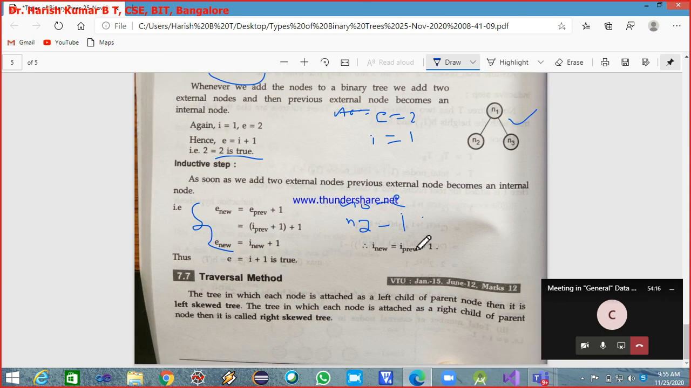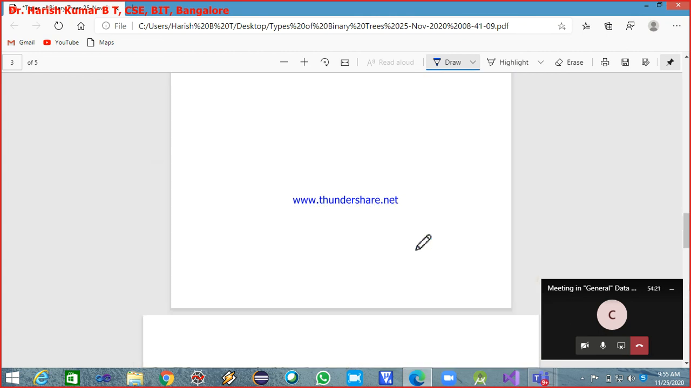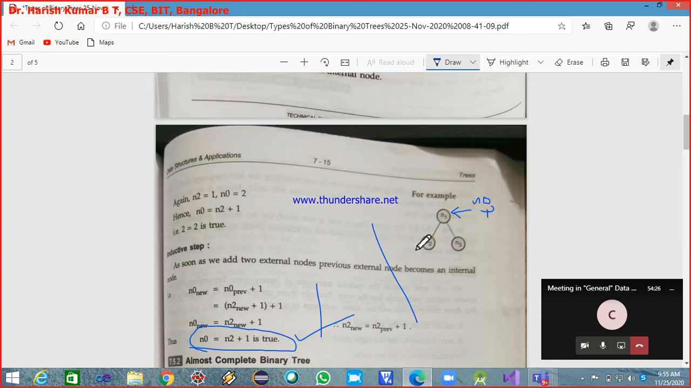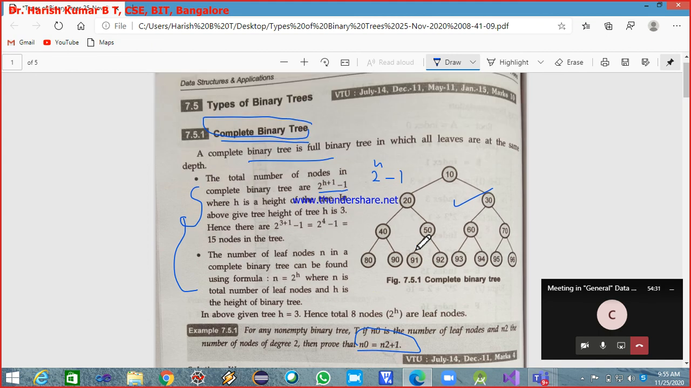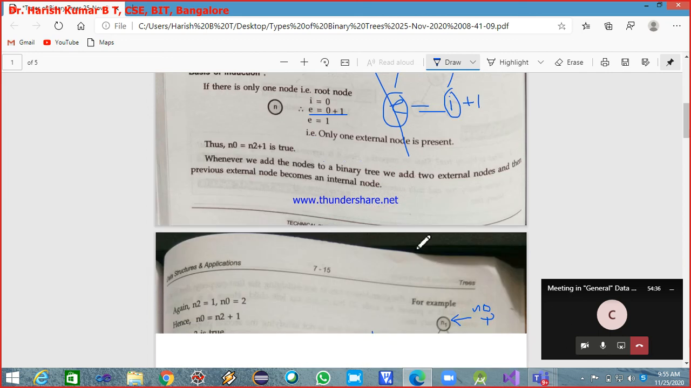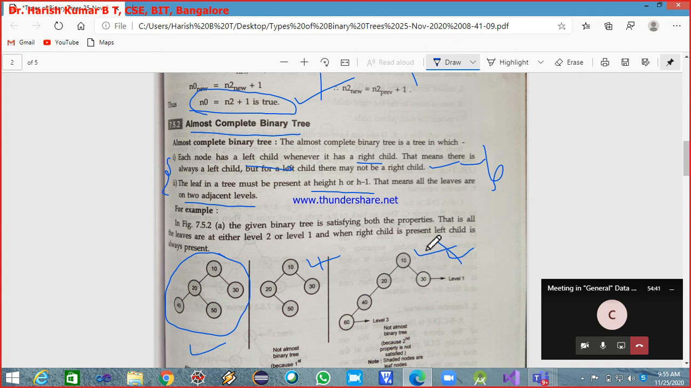And after that, the traversal methods I have already shown you. Just look into this, and if you have any doubts here and there, please do ask me, because all these things are important. You get repeated questions on these topics.